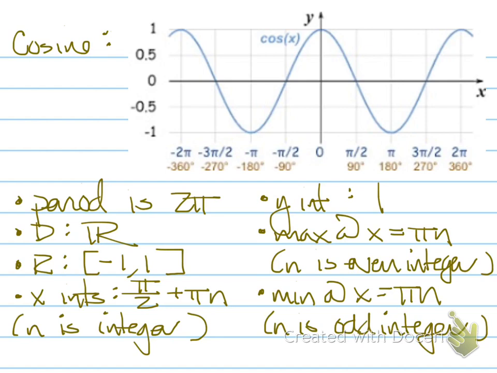The y-intercept now is 1, and the maximum value occurs at pi times n, where n is an even integer. And the minimum values occur at pi times n, where n is an odd integer.